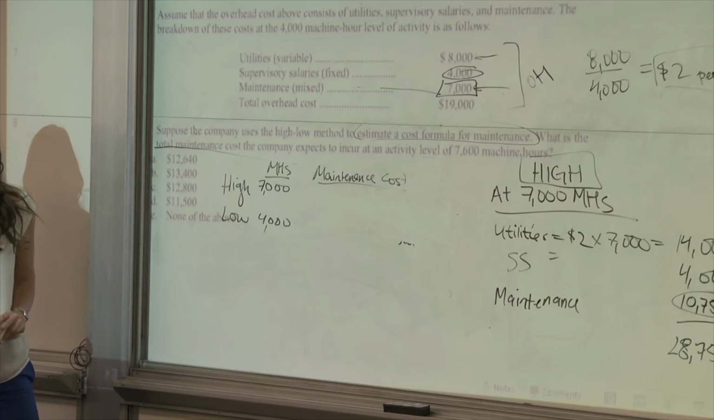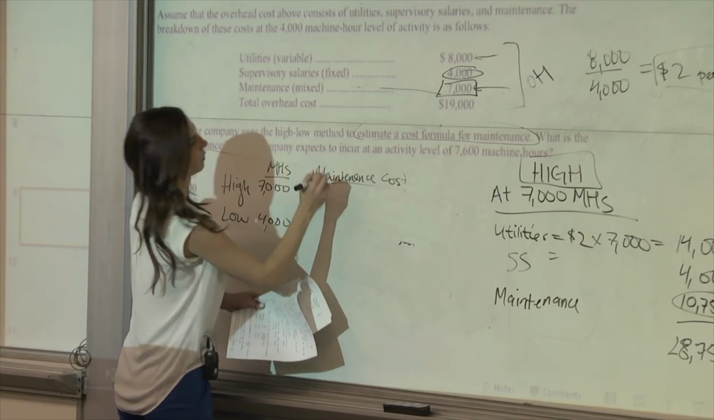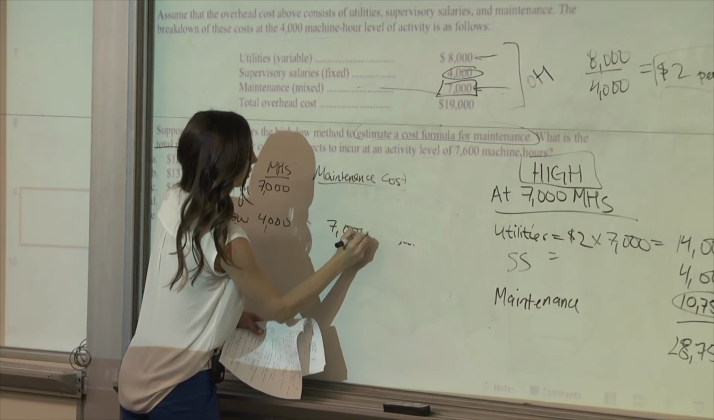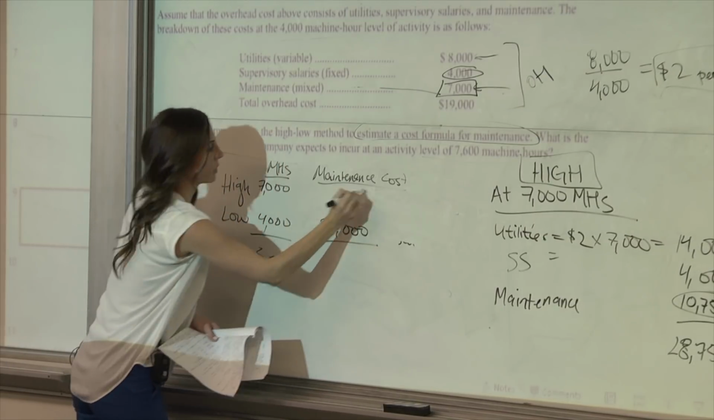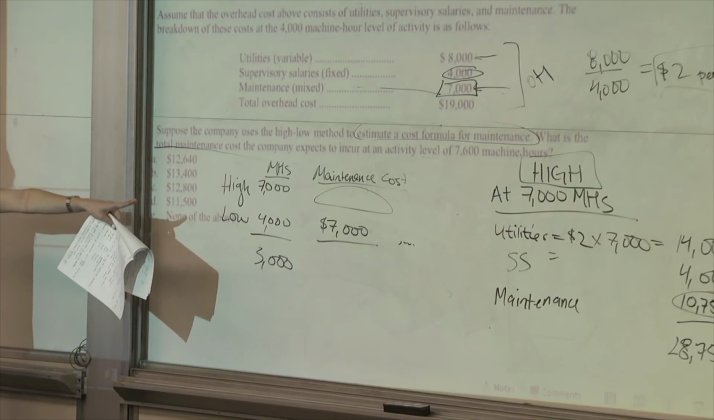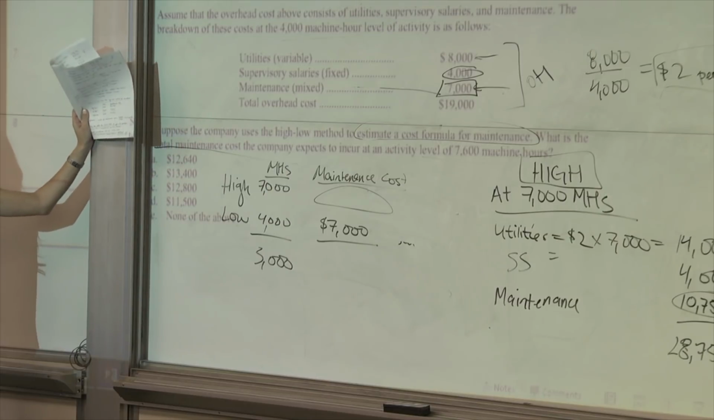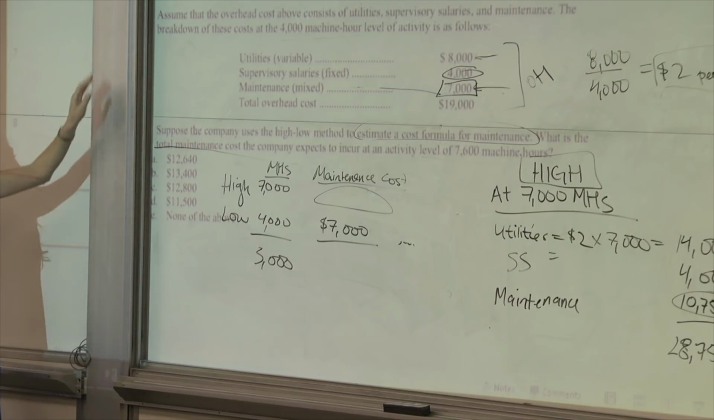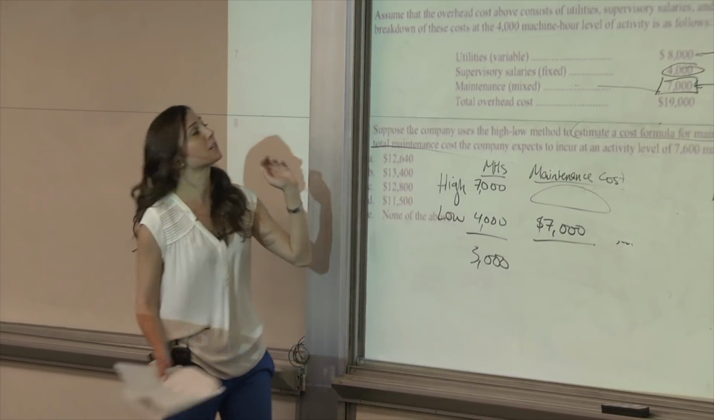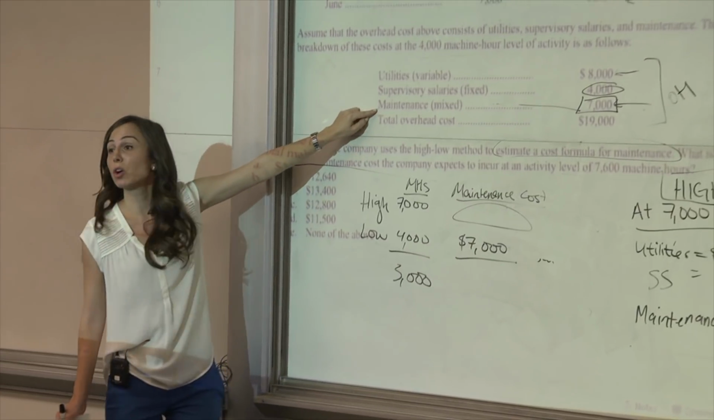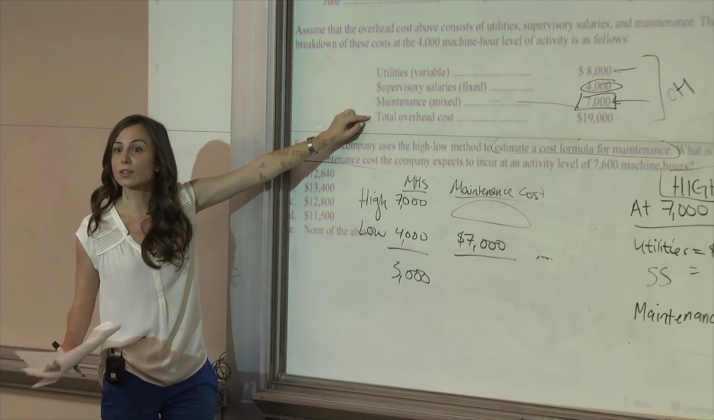We had this information before. That was fine. We also had the $7,000 of maintenance costs. What we were missing was this. This problem is different from the other high-low problems because it's not asking for the total overhead cost. It's asking for this specific component of overhead, which is a mixed cost. So this is why we're doing this extra work.